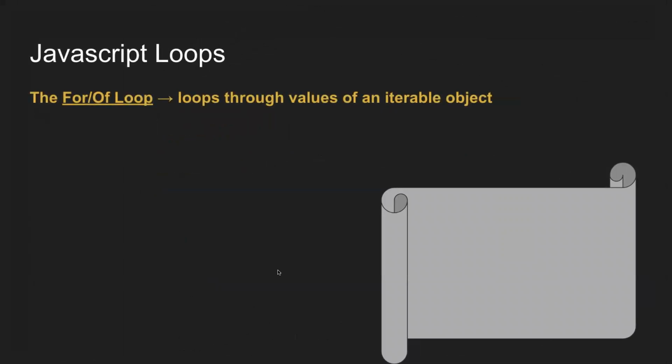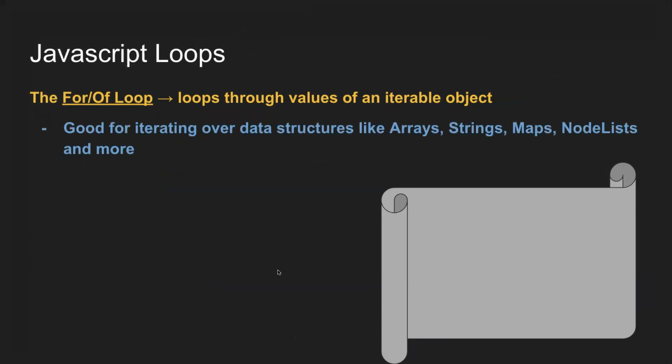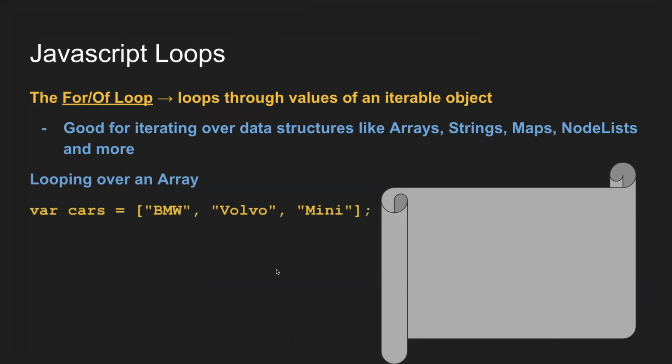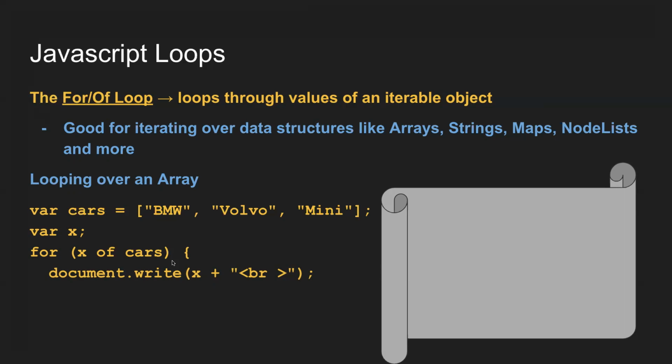With the for of loop, this is where you can use things like arrays, strings, node lists, and a lot more. So looping over an array, we have var cars. We have var x, and we'd say x of cars. Notice the difference is that we're not having cars bracket x. This is different because objects are handled differently than arrays are with this looping construct. It'd be easy to confuse that, but don't get it too confused.